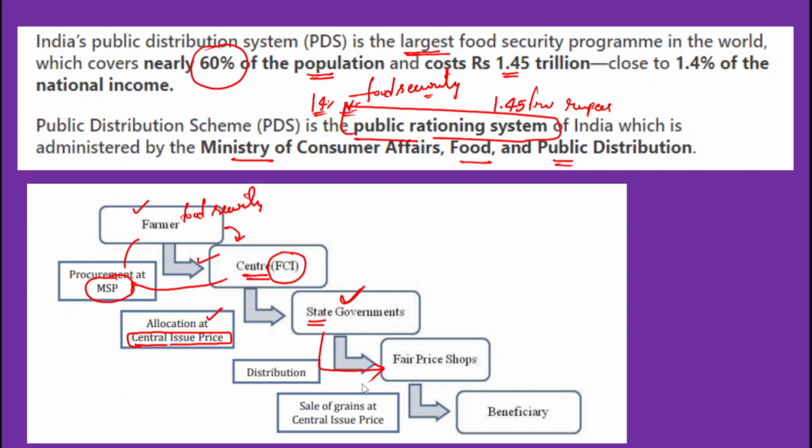the respective fair price shops, that is the public distribution system. So from the fair price shops, the sale of grains will take place to the respective beneficiary. So this is the overall supply chain of the public distribution system.